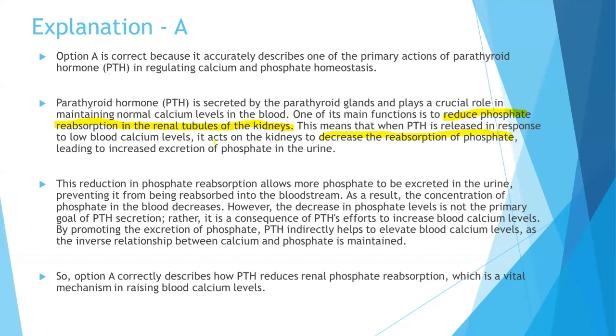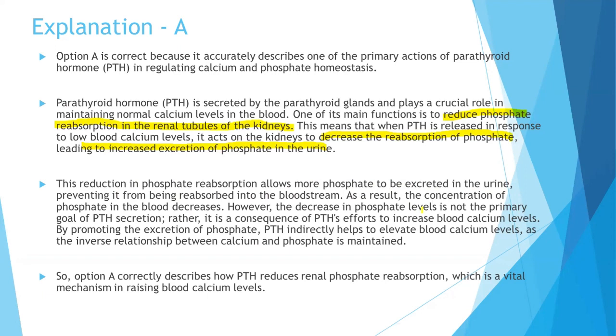reabsorption of phosphate, leading to the increased excretion of phosphate in the urine. Now, this reduction in phosphate reabsorption allows more phosphate to be excreted in the urine, preventing it from being reabsorbed into the bloodstream. As a result, the concentration of phosphate in the blood decreases. However, the decrease in phosphate levels is not the primary goal of the PTH secretion. Rather, it is a consequence of PTH efforts to increase the blood calcium levels by promoting the excretion of phosphate.